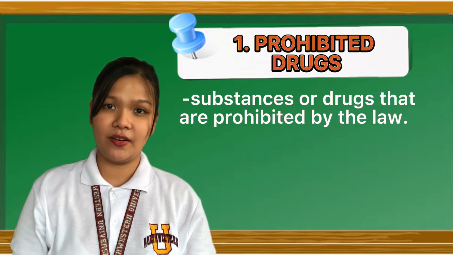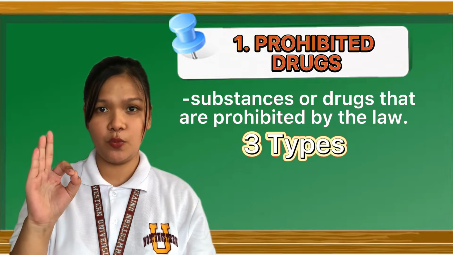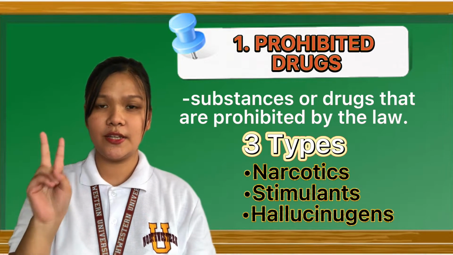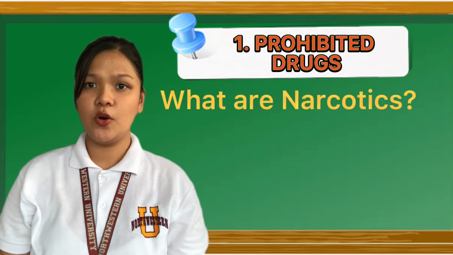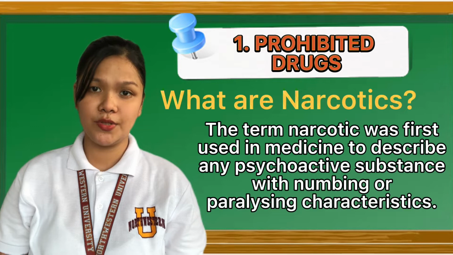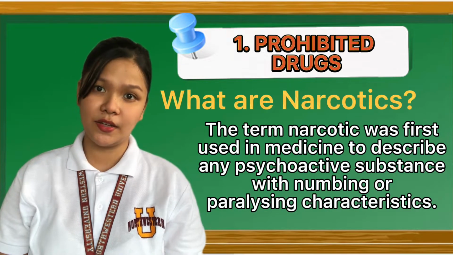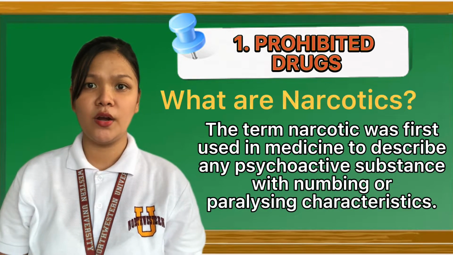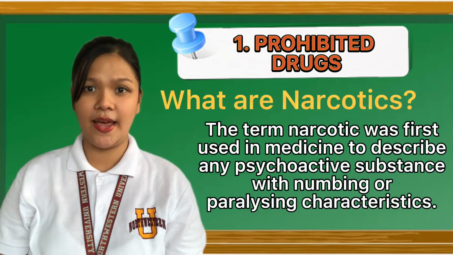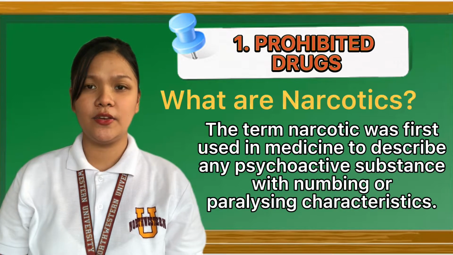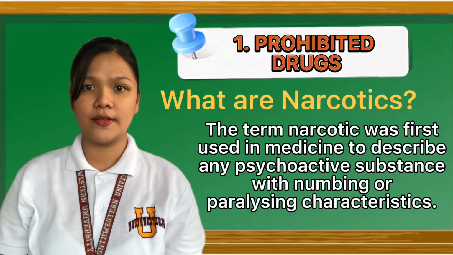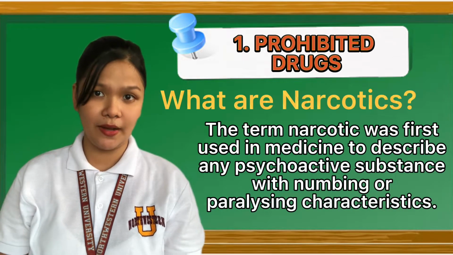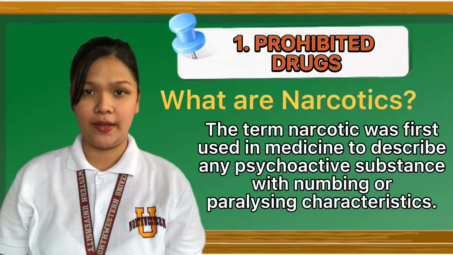So under prohibited drugs, there are actually 3 types of it, which are narcotics, stimulants, and hallucinogens. So what are narcotics? Well, the term narcotic was first used in medicine to describe any psychoactive substance with numbing or paralyzing characteristics. It has since been linked to opiates or opioids in the United States, most notably morphine or heroin, as well as derivatives of several of the chemicals found in raw opium latex.